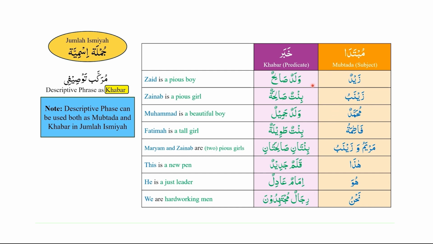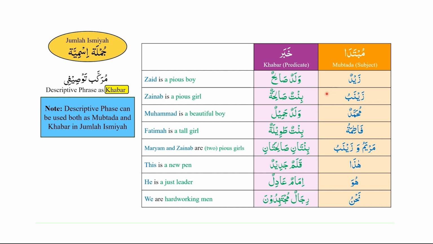Zaidun waladun salihun. Zaid is a pious boy. Zaidun is mubtada. It is marfu. It is definite. Waladun salihun is khabar. It is a descriptive phrase. It is also marfu and it is indefinite.